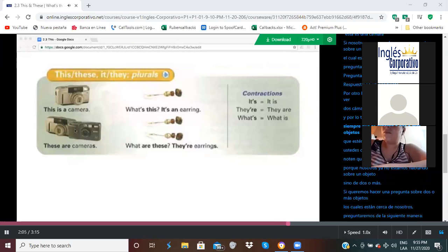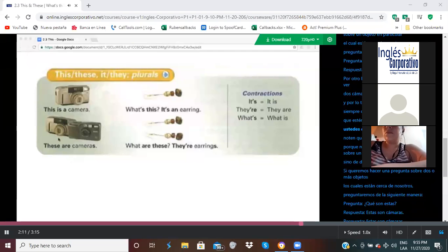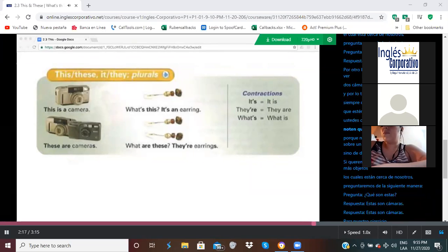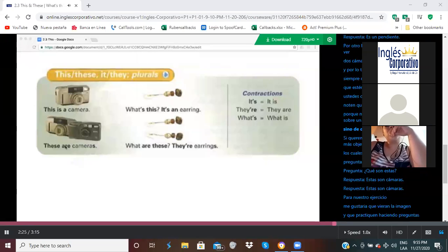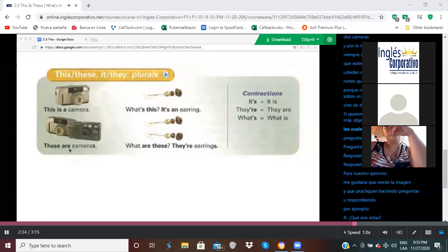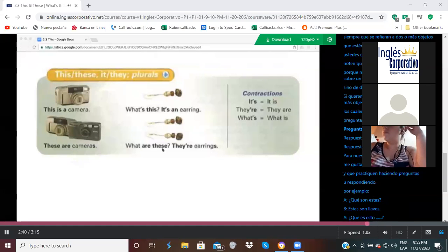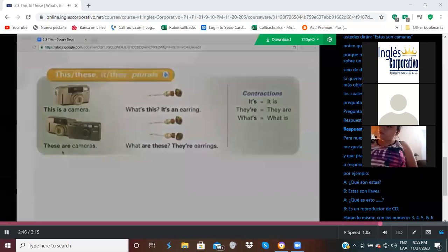On the other hand, on the screen, you also see two cameras. And therefore, whenever you refer to two or more objects which are near from you, you will say, these are cameras. Notice that the article A from the previous example disappears, because we're no longer talking about one object, but instead two or more. If we want to ask a question about two or more objects which are near to us, we will ask in the following way. What are these? They're earrings. Or they're cameras, for example, right?